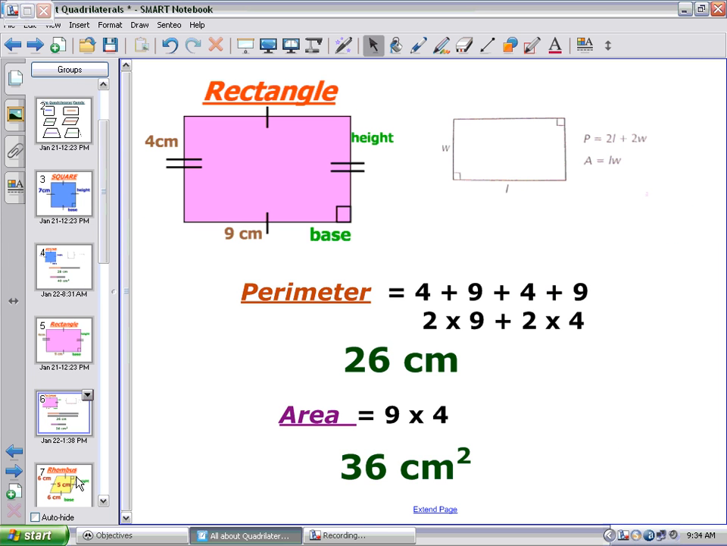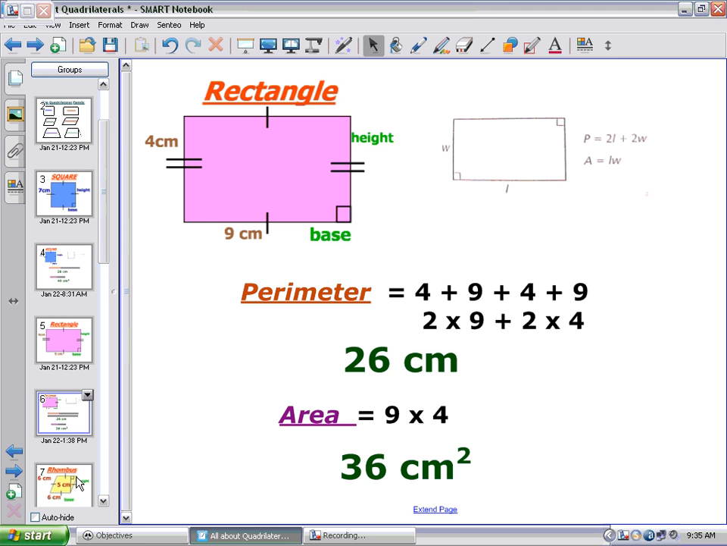Now, when I calculate its perimeter and area, it's done exactly like a square. The perimeter is found by taking all the sides and adding them up. 4 plus 9 plus 4 plus 9. If you notice in the upper right-hand corner, there's two formulas, one for perimeter, one for area. The perimeter formula says P equals 2L, which means 2 times the length, plus 2W, which means 2 times the width. Well, the width is going to be 4 centimeters in this picture. The length is going to be 9 centimeters. Notice that I also calculated that for you below. 2 times 9 plus 2 times 4. Either way, using the order of operations, I get the exact same answer, which is 26 centimeters as my perimeter.